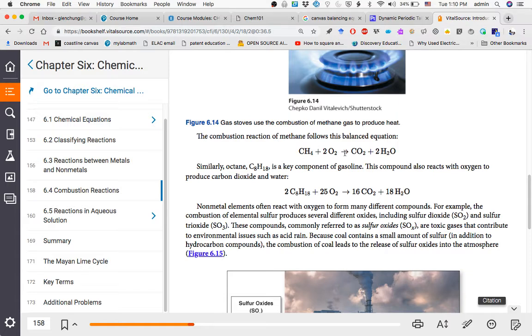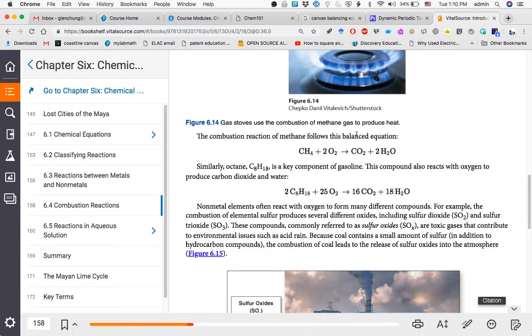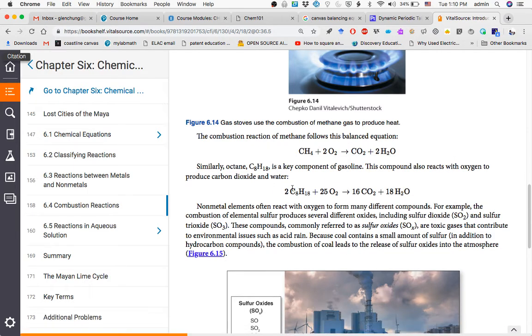Look at this one. When you combust a hydrocarbon, something that contains hydrogen and carbon only, you add oxygen. This is the definition of combustion reaction. You add oxygen and the reaction releases a lot of energy. But the products are carbon dioxide and water, and that's the case for any hydrocarbon. Look at this octane. Octane is a component of your gasoline. Gasoline is a mixture, but octane is one of the molecules in there. And you combine octane with oxygen, and you get carbon dioxide and water.